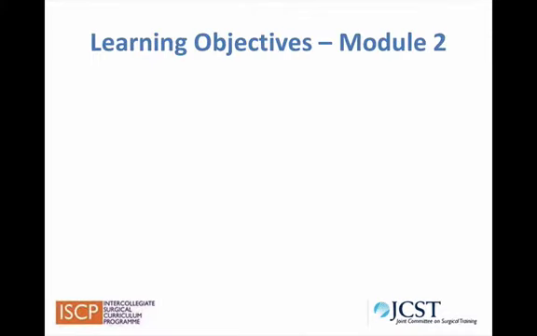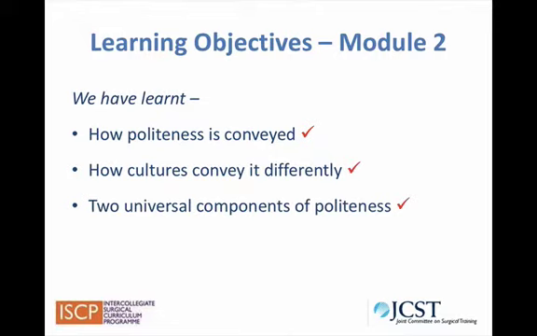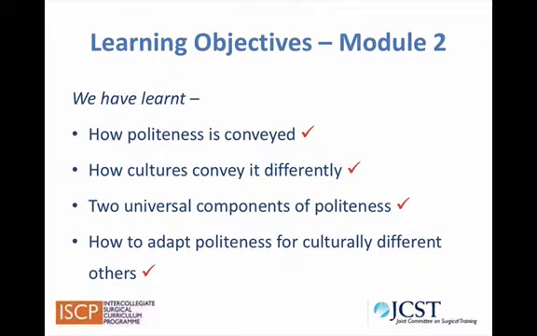Let's recap on the learning objectives we set out at the beginning. Now we have learnt how politeness is conveyed, how cultures convey it differently, the two universal components of politeness, and how to adapt politeness for culturally different others. Well done! You have now completed Module 2.